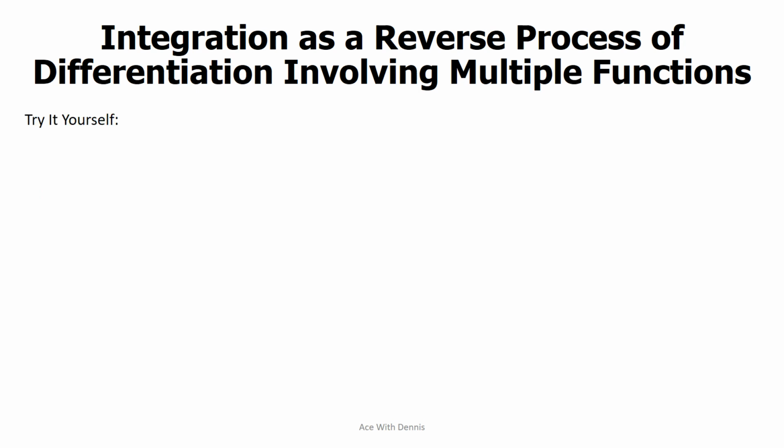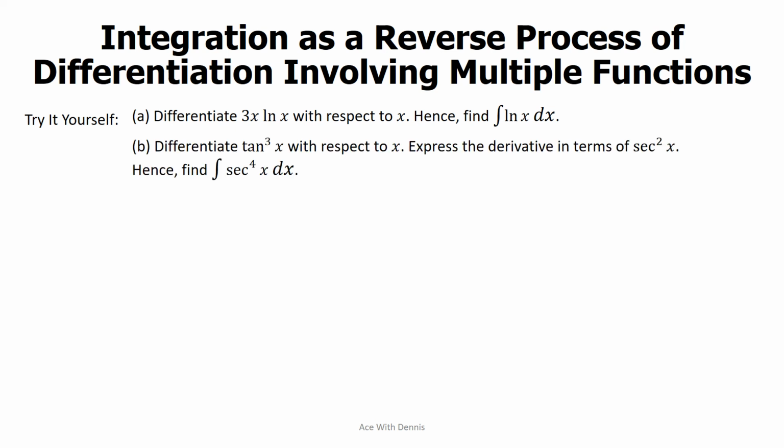Alright, so now you can try this example yourself. A. Differentiate 3x ln x with respect to x. Hence, find integration of ln x dx. B. Differentiate tangent cube x with respect to x. Express the derivative in terms of secant square x. Hence, find integration of secant to the power 4 x dx. You can pause the video and try to solve it yourself.